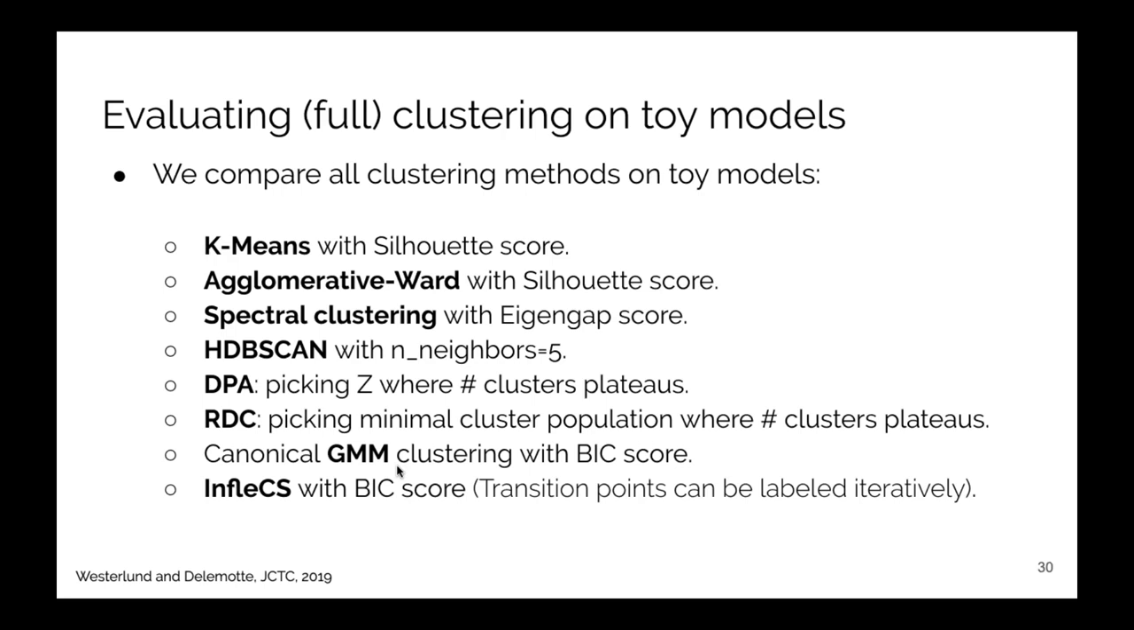Since we're evaluating the full clustering, we also want to assign cluster labels to transition points. For InfleCS, this means that we sort the transition points in order of decreasing density, and then assign them one by one to the closest labeled points. This will effectively fill up the free energy well from the minimum up to the transition barriers.